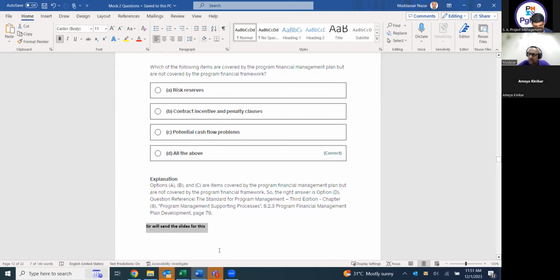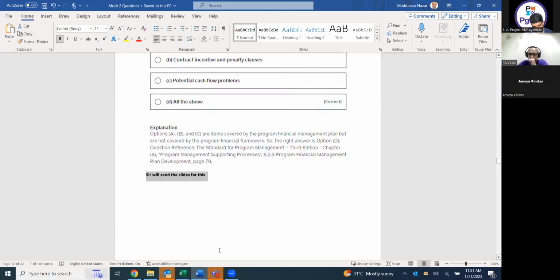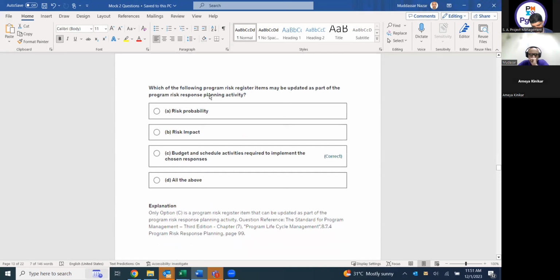Okay. Should I move on? Yes. Which of the following program risk register items may be updated as part of program risk response planning activity? Risk probability, risk impact, budget and schedule activities required to implement the chosen response, all of the above. He's saying which of the following may be updated as part of risk response planning activities.